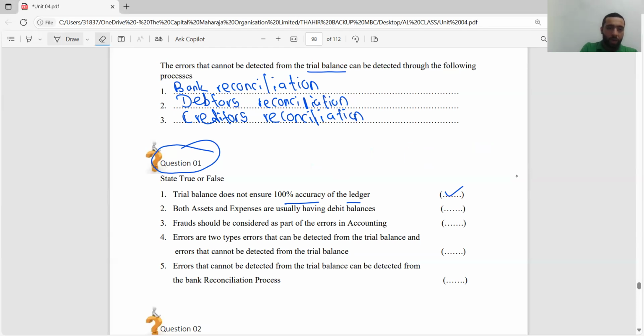Right, students? Okay. Both assets and expenses usually have debit balances. Is this correct? Lakshmi and Ziana are saying correct.